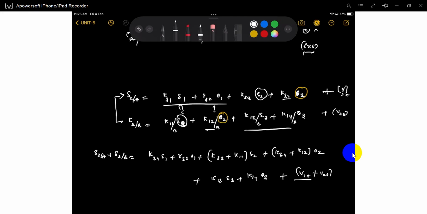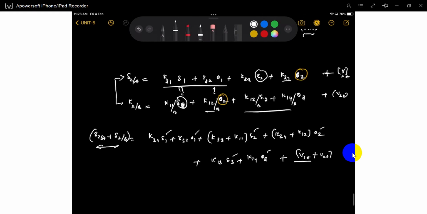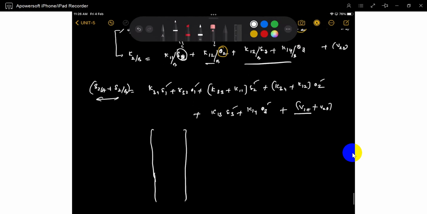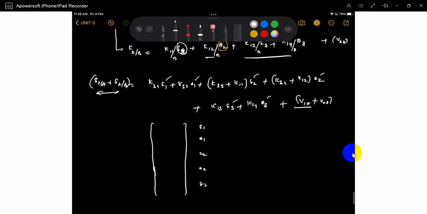So now the shear force at that location, location of the joint B, are understood? So you can write in terms of delta 1, theta 1, delta 2, theta 2, delta 3, theta 3. 6 deformations. Now we write in a matrix form. These 3, these 6, delta 1, theta 1, delta 2, theta 2, delta 3, theta 3.